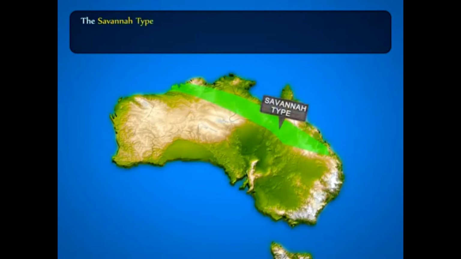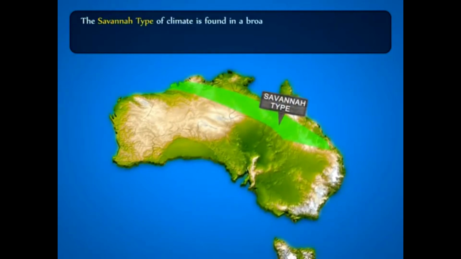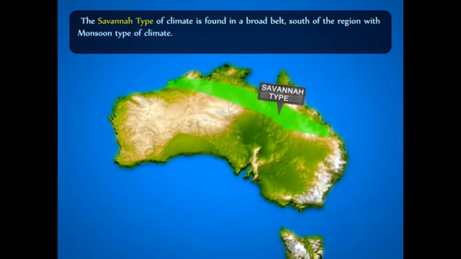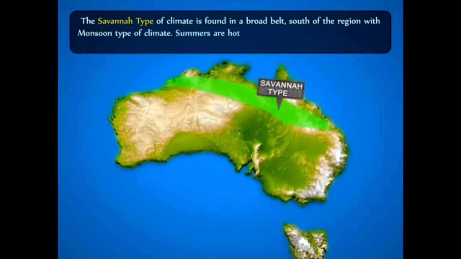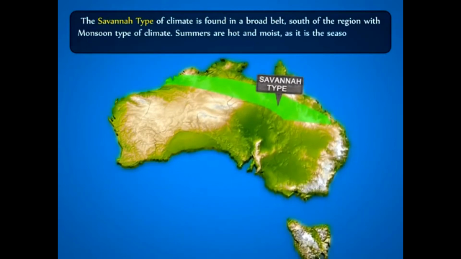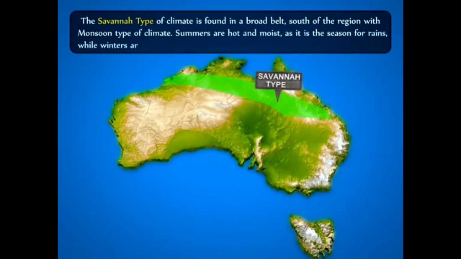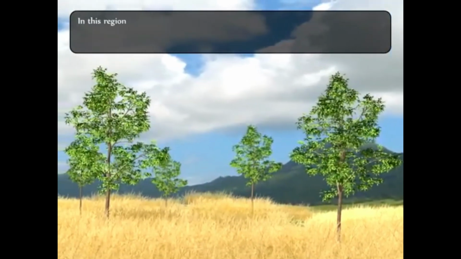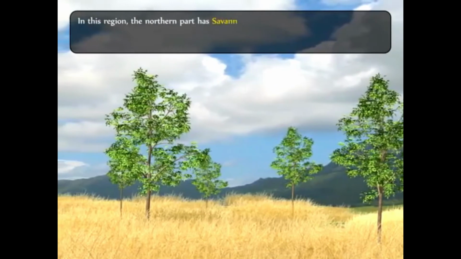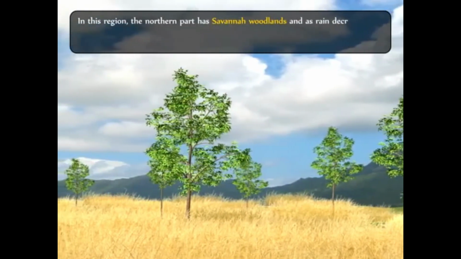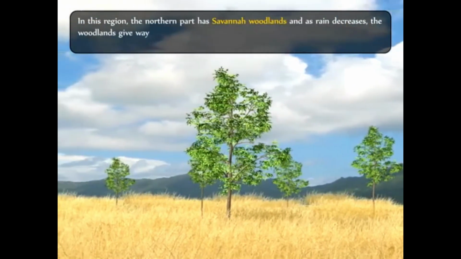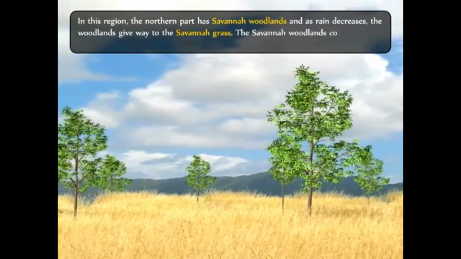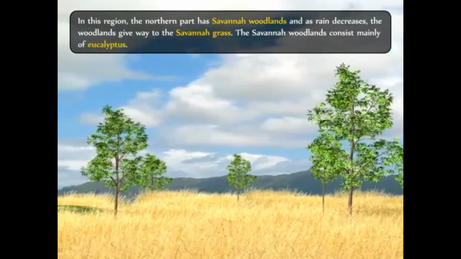The savanna type of climate is found in a broad belt south of the region with monsoon type of climate. Summers are hot and moist as it is the season for rains, while winters are cool and distinctly dry. In this region, the northern part has savanna woodlands, and as rain decreases, the woodlands give way to the savanna grass. The savanna woodlands consist mainly of eucalyptus.